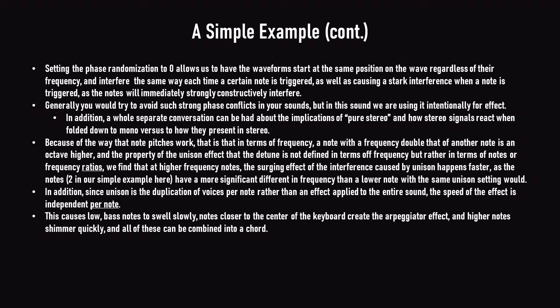In addition, because of how unison is an internal setting and not a post effect like how we mentioned earlier, the speed of the effect is independent per note. So this means in a chord, the individual notes of the chord are having the effect happen at different rates. If you go back and listen to the chord we played in the beginning of the video when we were showing off the sound, listen for how the bass notes move slowly and the higher notes pulse faster.